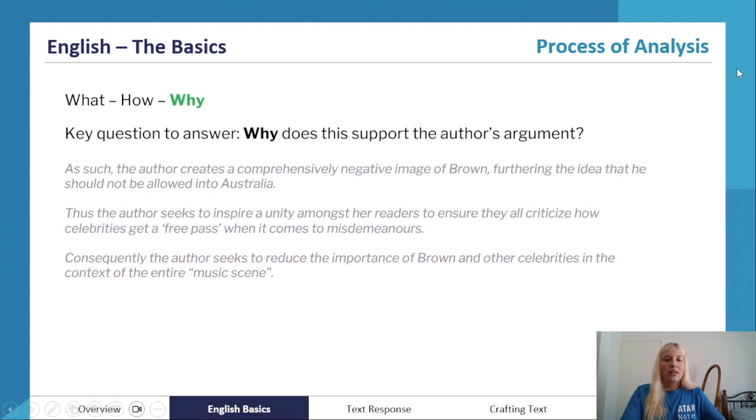Another example, thus the author seeks to inspire a unity amongst her readers to ensure they all criticize how celebrities get a free pass when it comes to misdemeanors. As you can see, this is the bit where you need to get creative. Don't forget that you need to make it clear how this occurs. How is that argument more convincing? So notice here it says, by inspiring a unity amongst her readers to make them feel like they're part of one group. Okay, this effect is created.